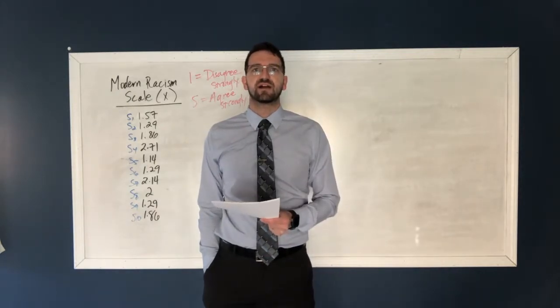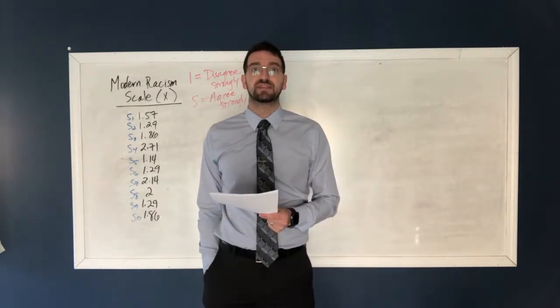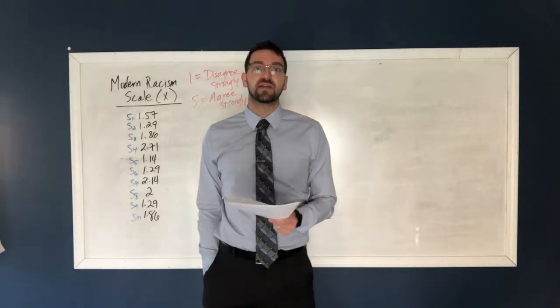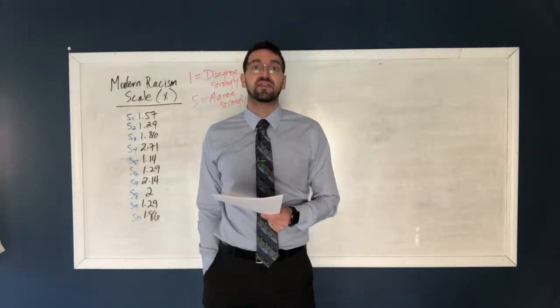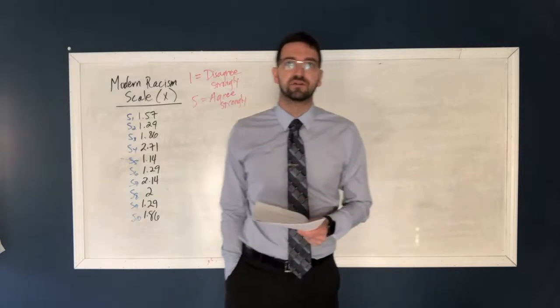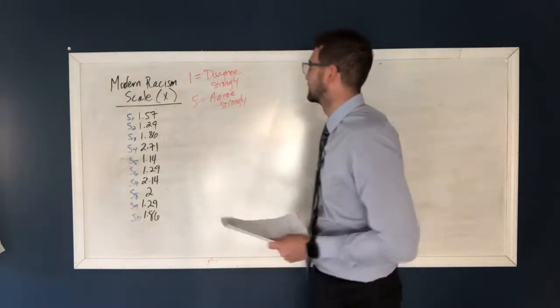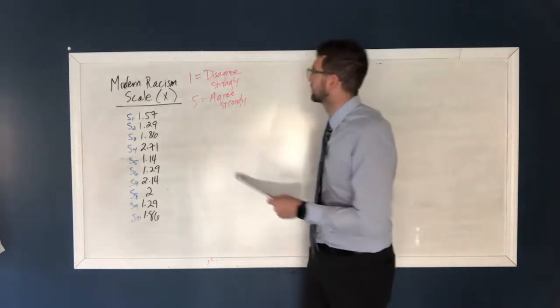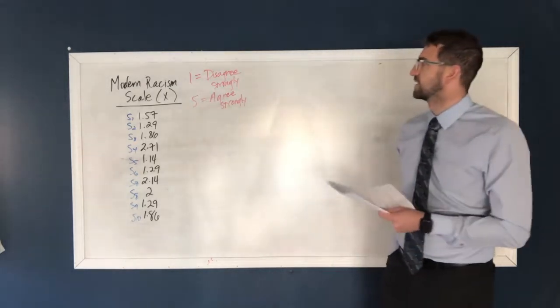So today we're going to talk about a one-sample t-test, okay, where our sample data is a sample mean, and we're going to compare that sample mean to a hypothesized population value or test value. So here's the data we're working with today. We're working with modern racism scale data.